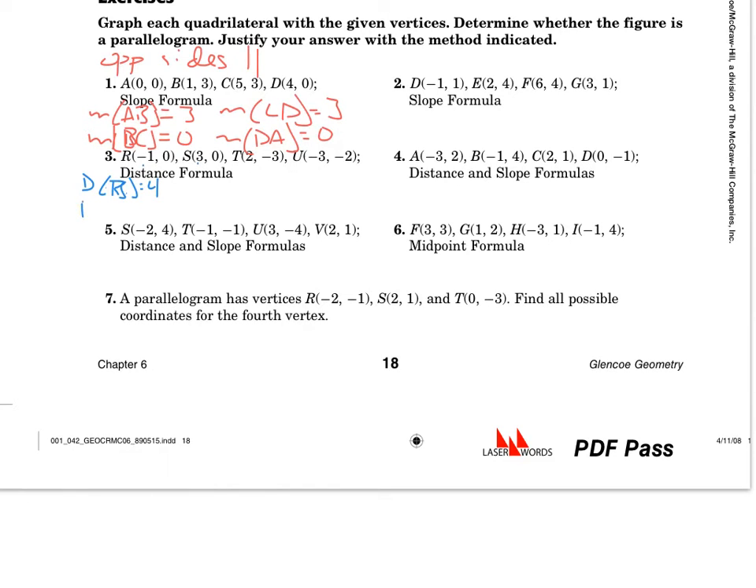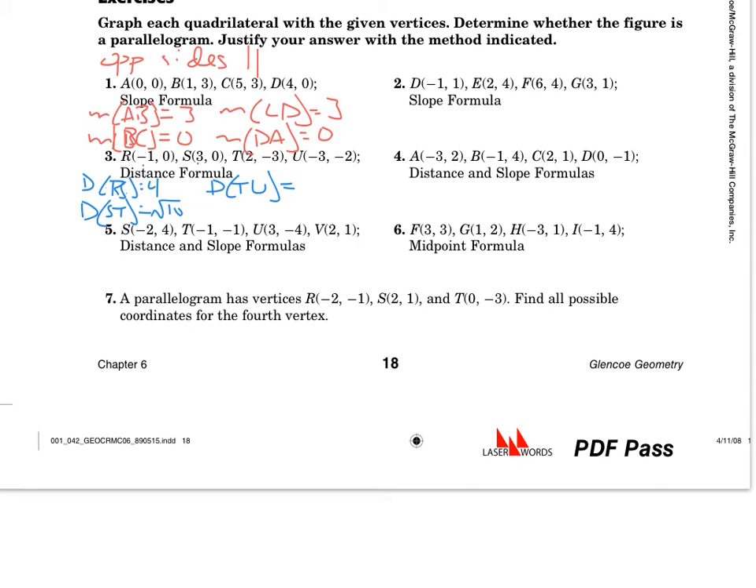Okay, the distance of ST. From 3 to 2 it's 1, and from 0 to negative 3 it's 3. So 1 squared plus 3 squared is the square root of 10. If you could reduce that, I would definitely want you to, but we can't there. So you just leave it.